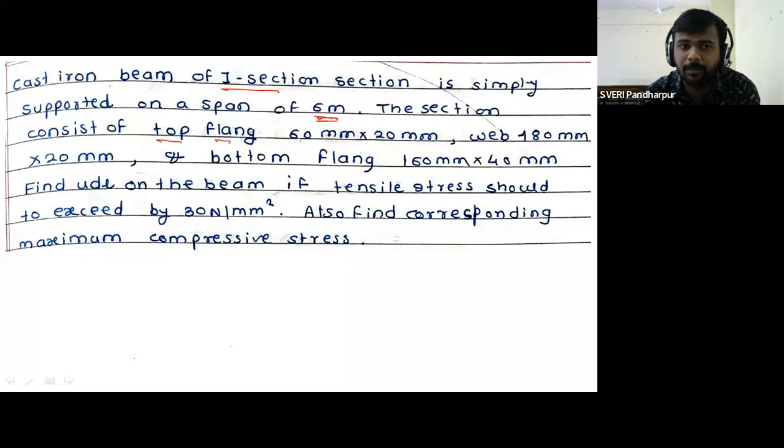60 mm by 20 mm. Just let me check whether it is 60 or 600. Yes, correct. It is 60 mm by 20 mm, the dimensions of the top flange. Then web dimensions are 180 mm by 20 mm, and the bottom flange is 160 by 40 mm. So if you check the dimensions of the top flange and the bottom flange, the top flange dimensions are 60 mm by 20 mm and bottom flange dimensions are 160 by 40. Whether this I section is symmetrical or unsymmetrical?